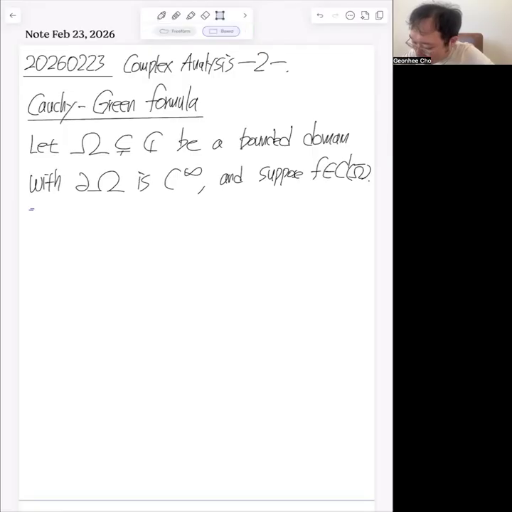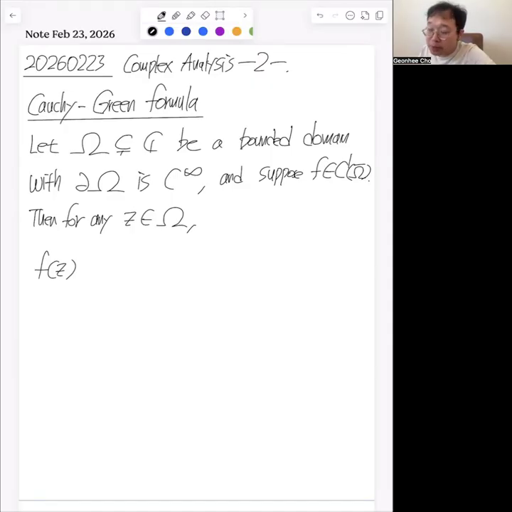So then what we can claim is, for any point z from Omega, we have the following integral representation. So f of z is the same as, first, the familiar expression of the Cauchy integral formula: the integral over the boundary of f of omega over omega minus z, d omega.